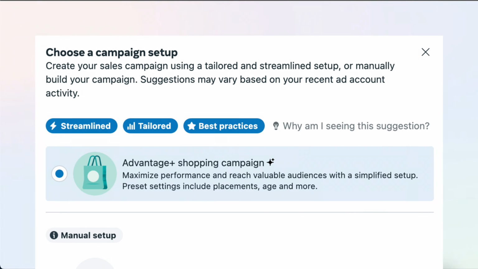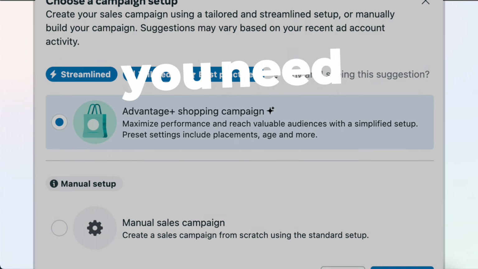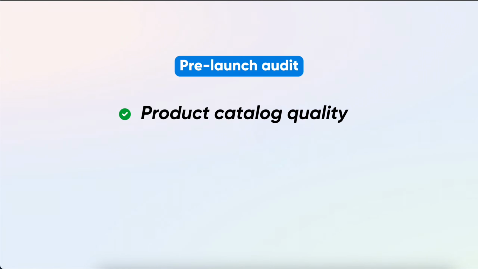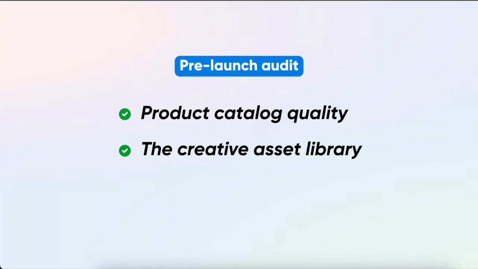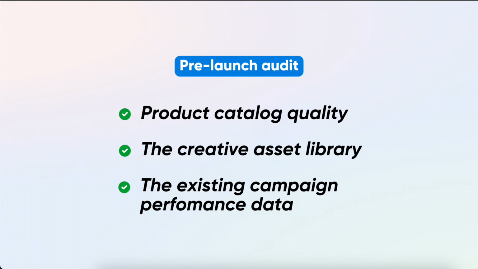Before you even think about launching an Advantage sales campaign, you need to set up 3 things: the product catalog quality, the creative asset library, and you have to have the existing campaign performance data. So all of the things that we mentioned before.